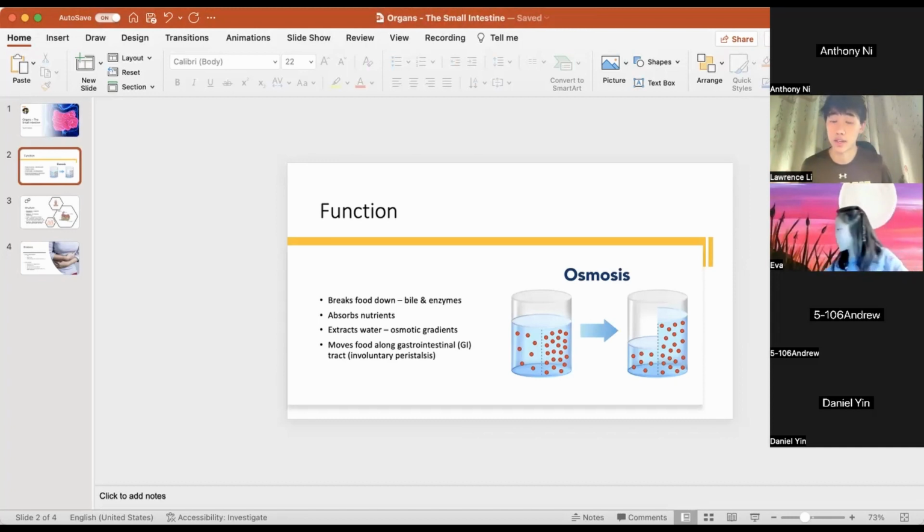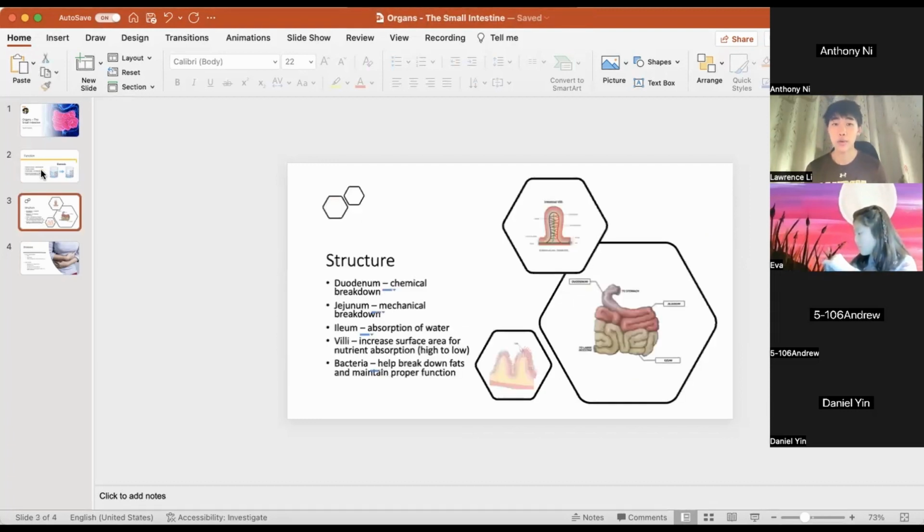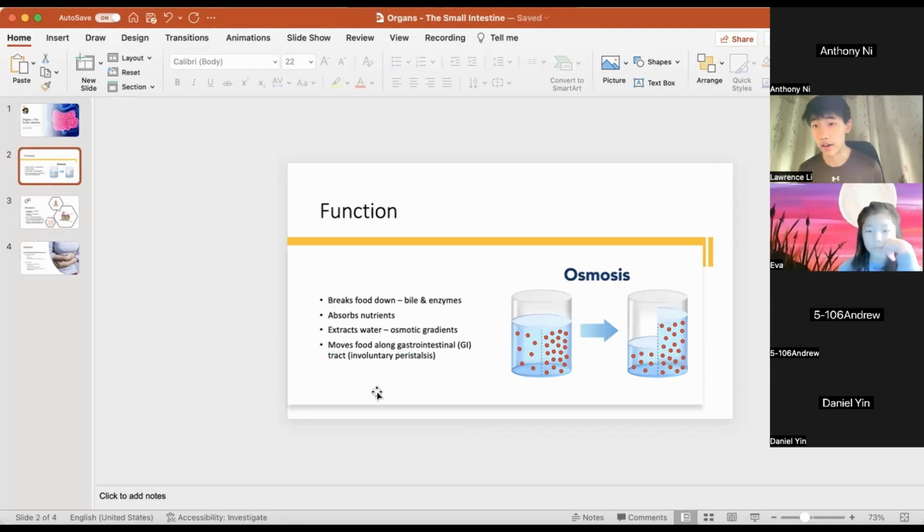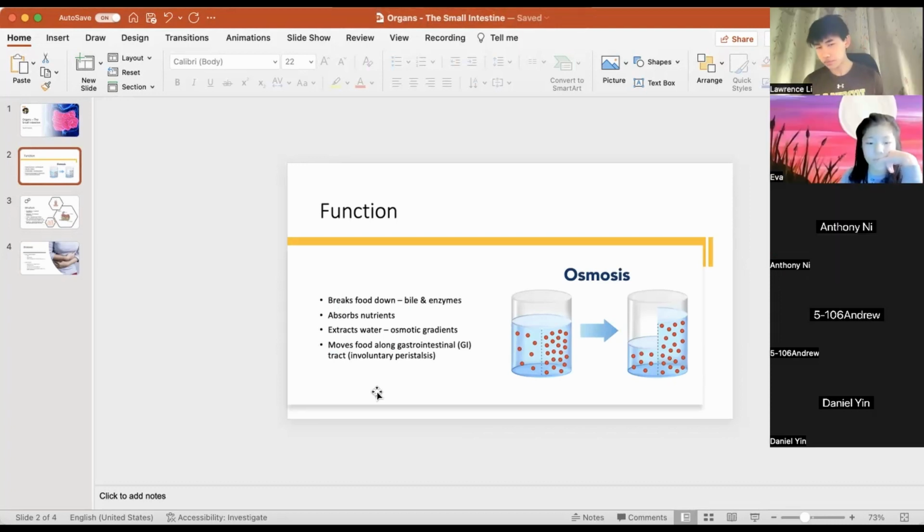Very good. Anthony, I believe you also had something to say. There's like 3 parts. I found their parts. I think one starts with D and one starts with J and one starts with I. Yes, that's exactly correct. There are 3 parts to the small intestine, and we will talk about the structure later on in this lesson. So we will get to that. Very good, Anthony.